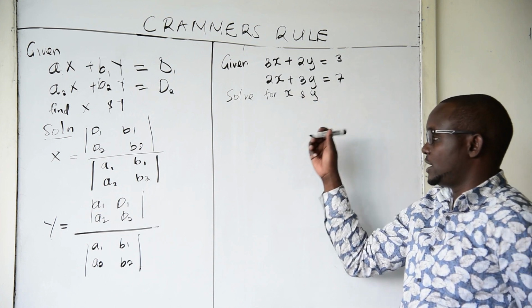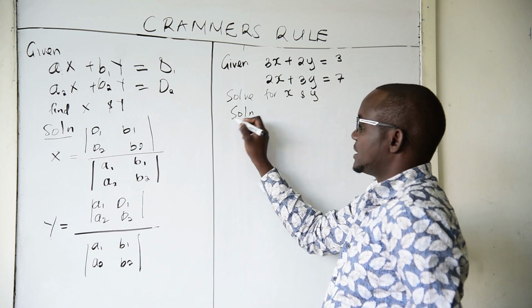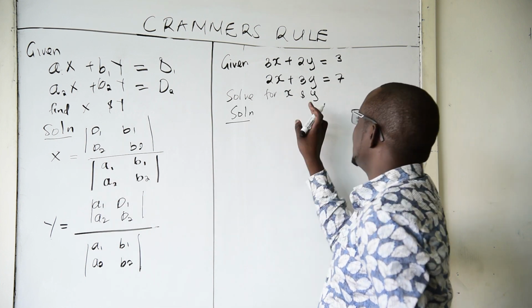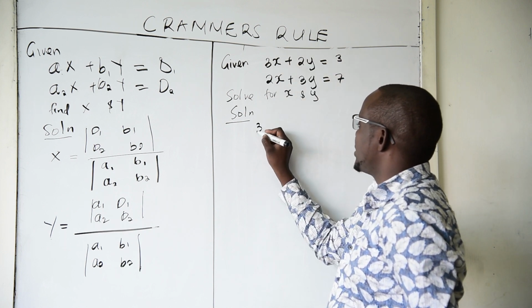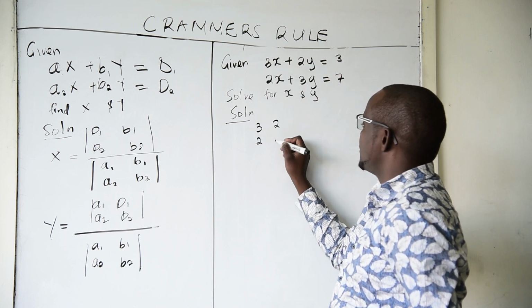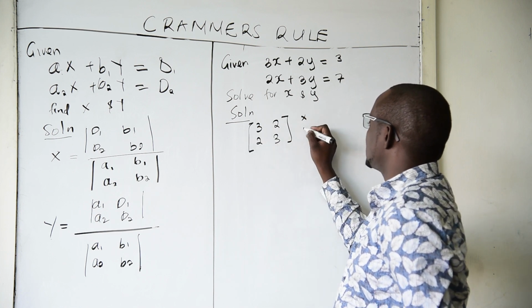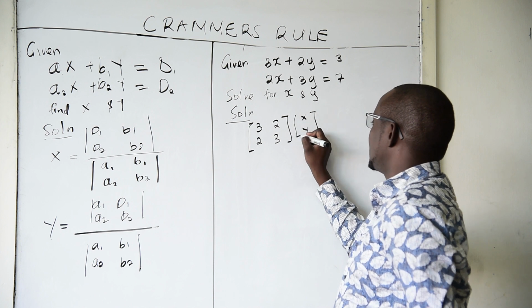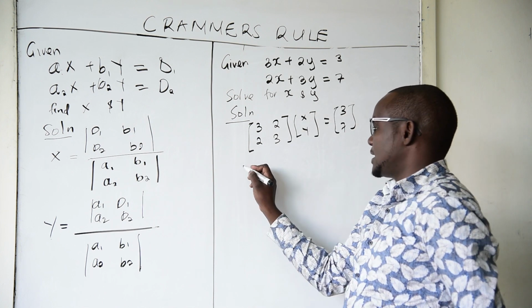You are told to solve for x and y. So this is the solution using Cramer's rule. First we extract the matrix from here. We have 3, 2, 2, 3. Then this equals x, y, and this equals 3 and 7. I need to solve for x.